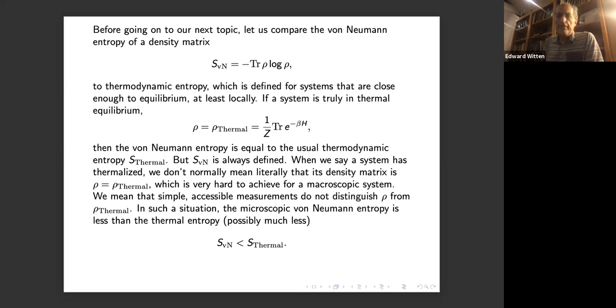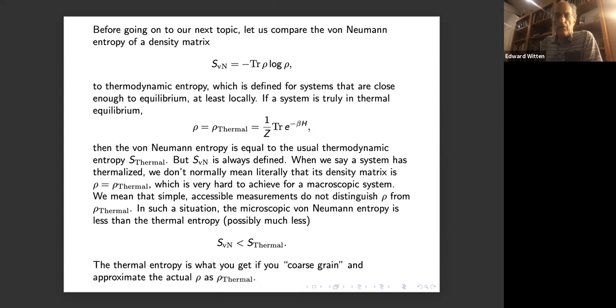And since the energy is one of the things you can measure by a simple measurement, that means any non-thermal state that you can't distinguish from thermal equilibrium by simple measurement has strictly smaller entropy. So usually when we say a system is thermalized, its density matrix isn't really rho thermal. It just isn't easily distinguished from rho thermal. The thermal entropy is what you get if you coarse grain and approximate the actual rho as rho thermal.